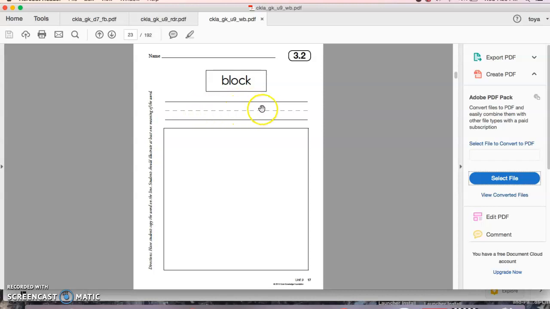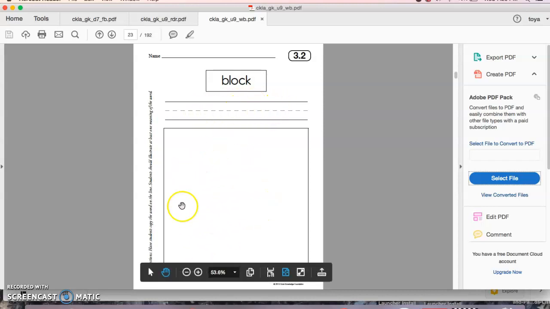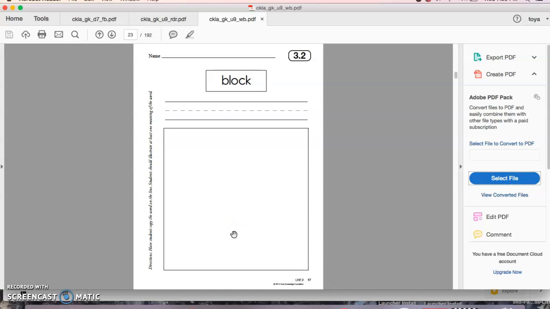So you'll write the word block at the top, then you'll draw a picture at the bottom to go along with that word to show what it means. So you can copy what you saw in the story of Anne running down the block, or maybe you can show yourself on a block to show you know what that word means.